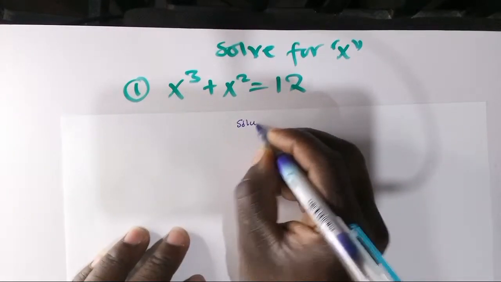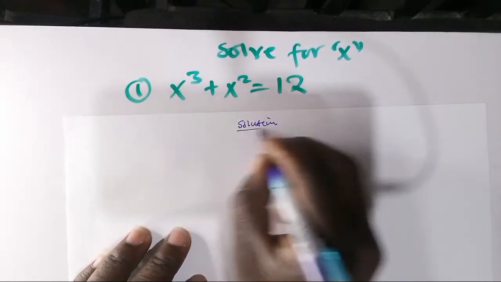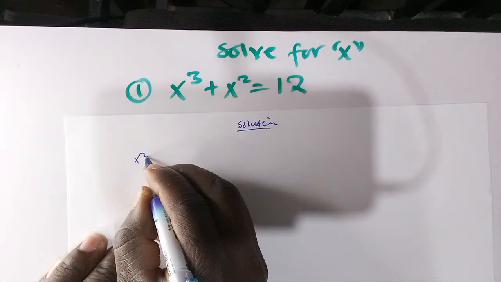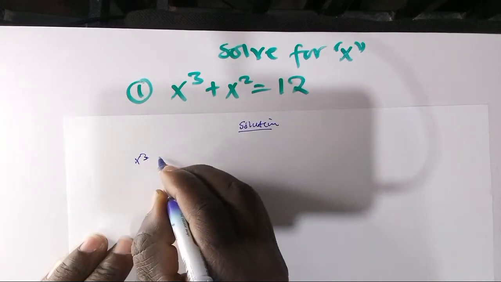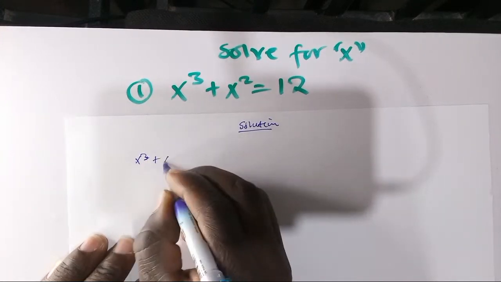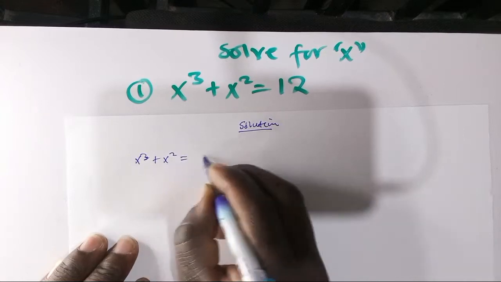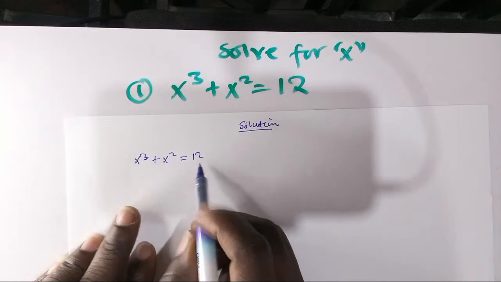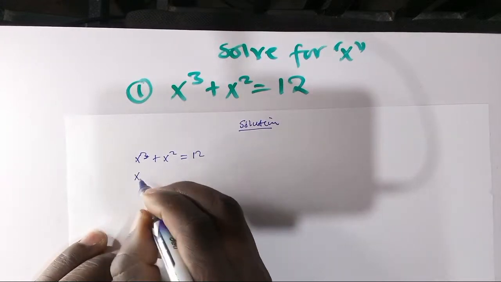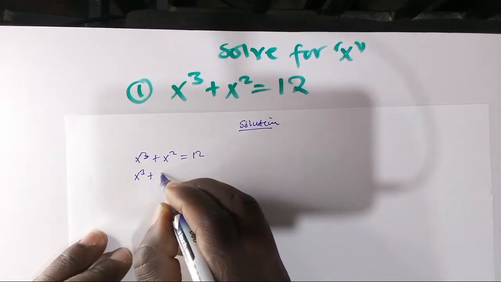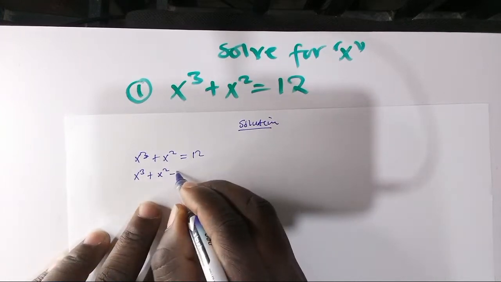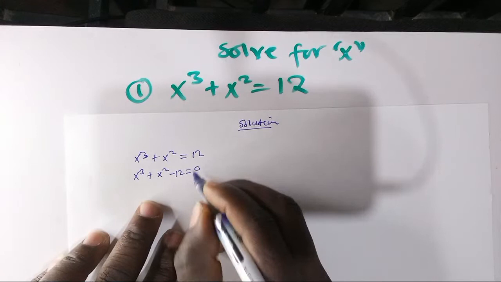For the solution, we have x cubed plus x squared, which is equal to 12, right? Then we have to subtract 12 from both sides, so it will be x cubed plus x squared minus 12 equals 0.